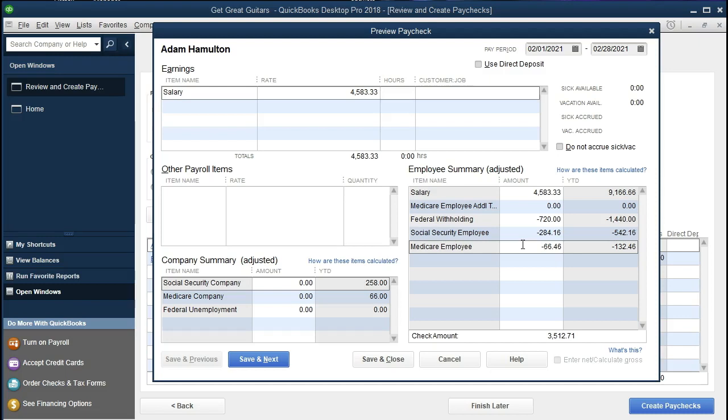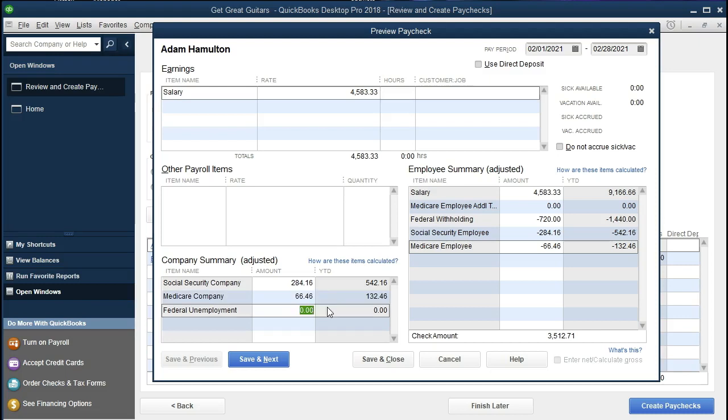And then we have the employer side. On the federal taxes, we have to pay and match, in essence, the Social Security, which is 284.16. We're going to pay on our side the employer taxes. And then we have the Medicare, which we're going to match, 66.46.